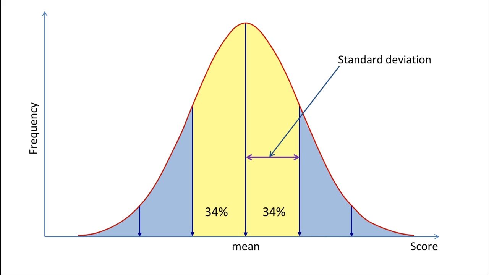Now, if we look at these areas between 1 and 2 standard deviations from the mean, we see that 14% of the population lie in those. Finally, when we get more than 2 standard deviations away, we have the top and bottom 2% of the population.